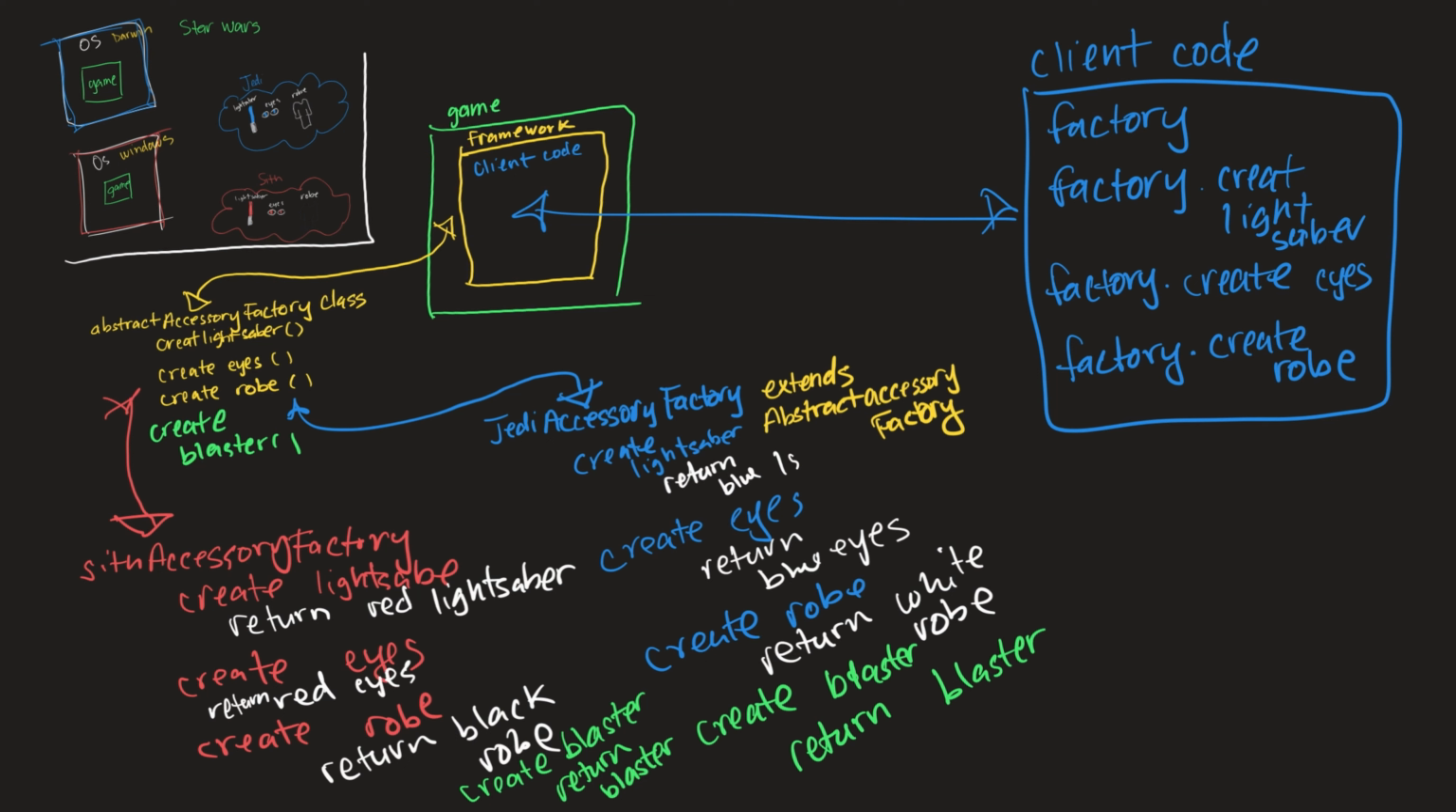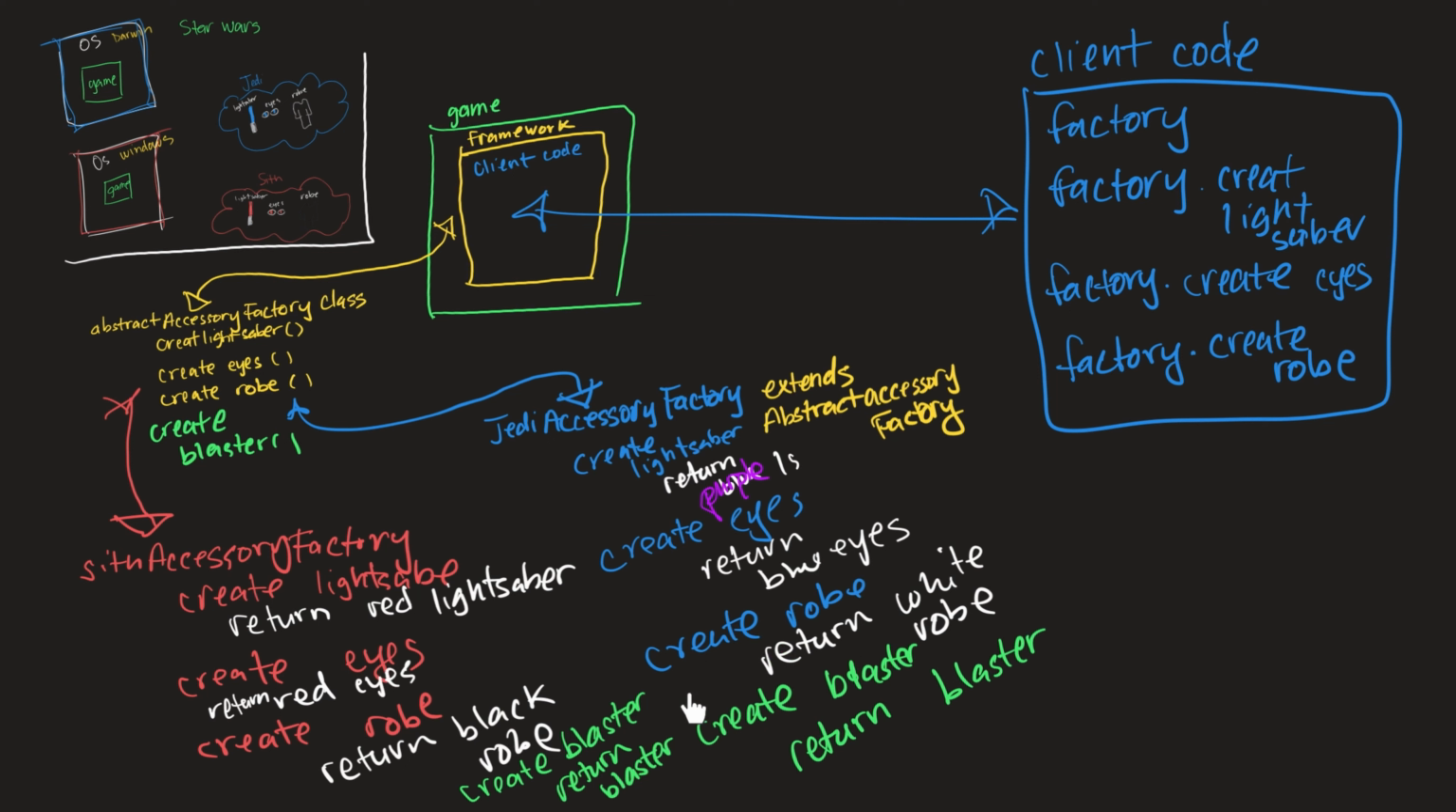In fact, we could even change the type of object that's returned by one of the methods that's being called by the client code. So maybe some Jedis have purple lightsabers. Maybe we change the lightsaber object that gets returned for the Jedi accessory factory to purple. So now create lightsaber for Jedi returns a purple lightsaber. The client code still isn't affected by this because the client code is just calling this interface. It's just going to receive a purple lightsaber instead of a blue one. It doesn't make a difference to the client code if we change the objects that get returned for these methods.